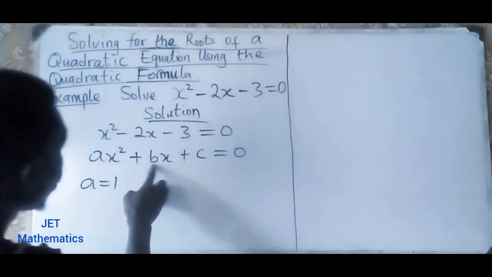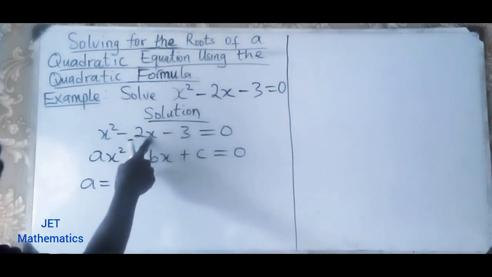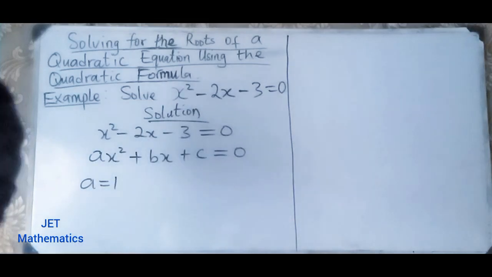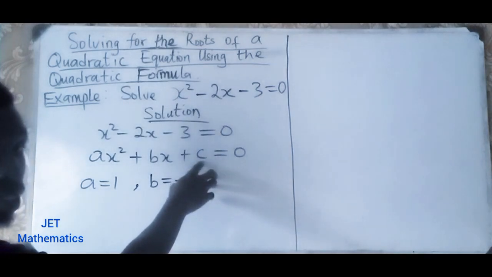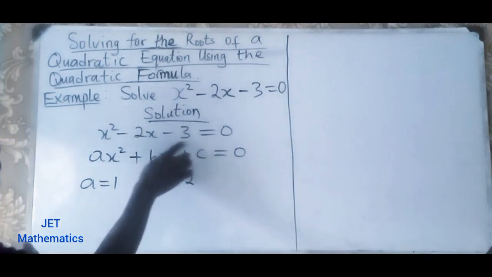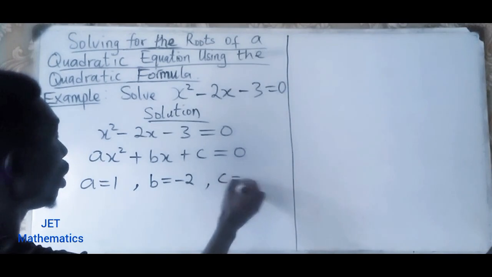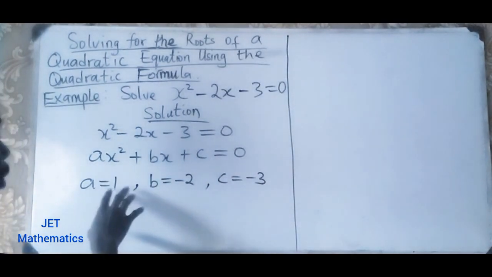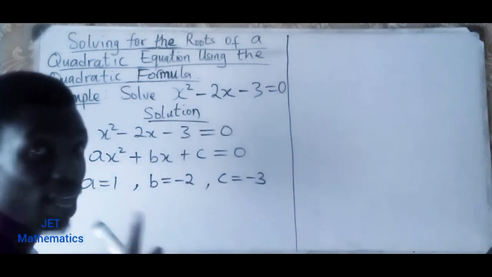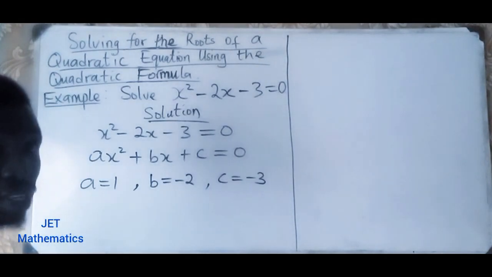Then let's look at b. B is the coefficient of x. So we check the coefficient of x here. The coefficient of x is minus 2, so b is equal to minus 2. Then c is our constant term, and our constant term in the given equation is minus 3. So c is equal to minus 3. Please, very importantly, take note that signs are very important.